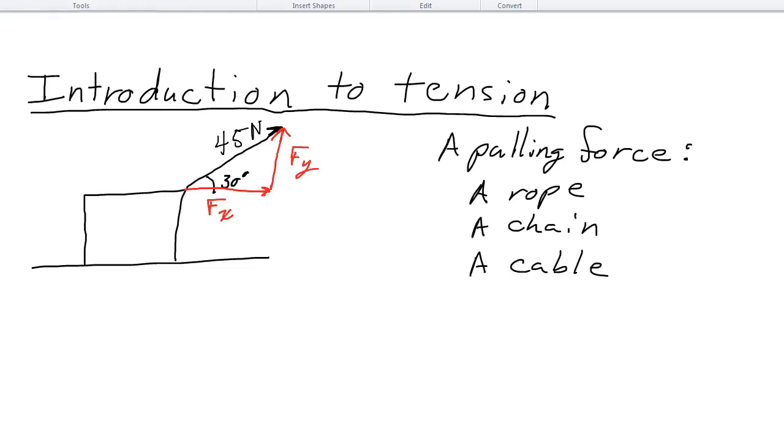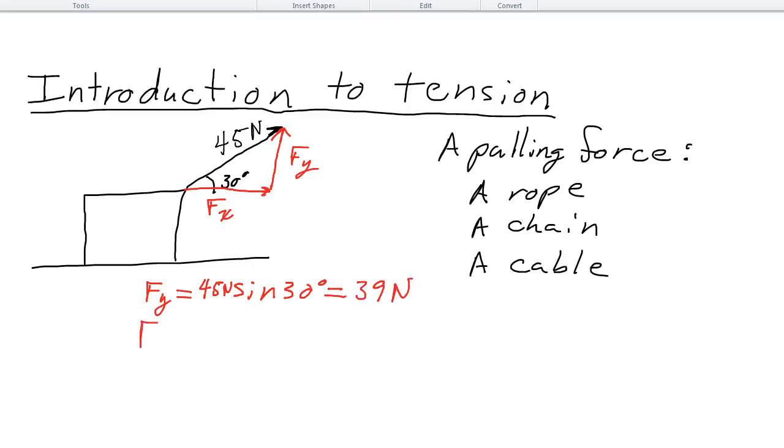So for example, let's find the y component of the tension, say Fy is equal to, so we have 30 degrees, so we have a sine of 30 degrees, opposite over hypotenuse, so we would have 45 newtons here. We see that the y component of the tension force that we're dealing with is 39 newtons.